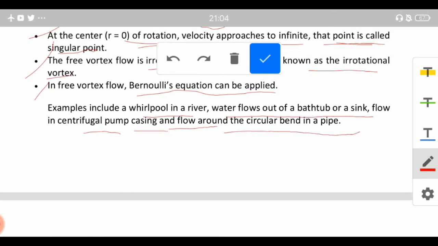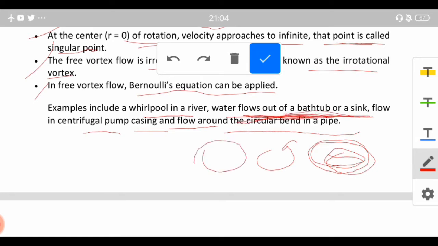In all these cases, you will see that you need not give any other external force or torque. This whirling or vortex motion will occur naturally. A very common example is water flowing out of a bathtub or a sink. It occurs naturally and maintains a vortex motion.